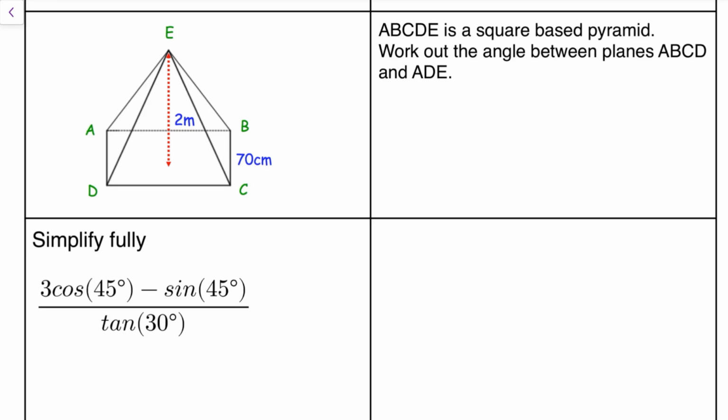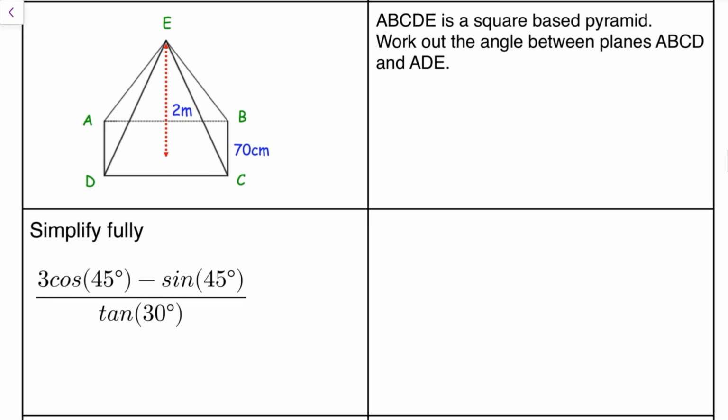Right, so the next question says ABCD is a square-based pyramid. Now, square is relevant because it means this is 70 as well. Work out the angle between the planes ABCD and ADE. So this is what we call the angle of steepest descent. If you imagine going down a ski slope, going straight down the middle is quicker than, what's the word, where you tack from side to side. So I want this angle here.